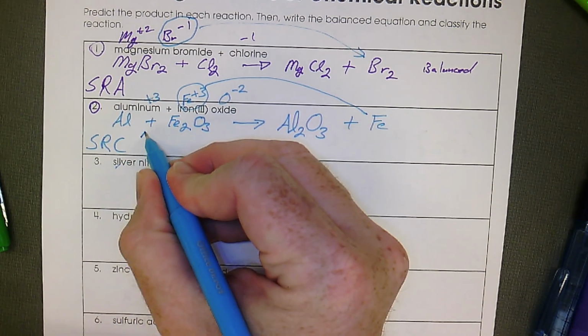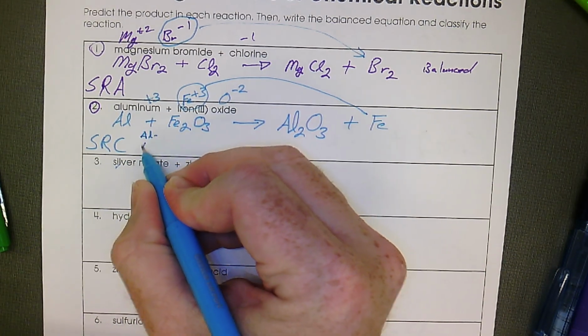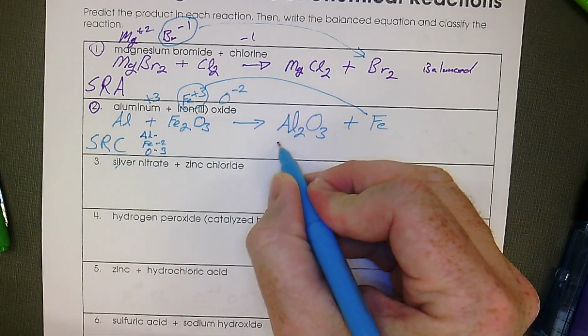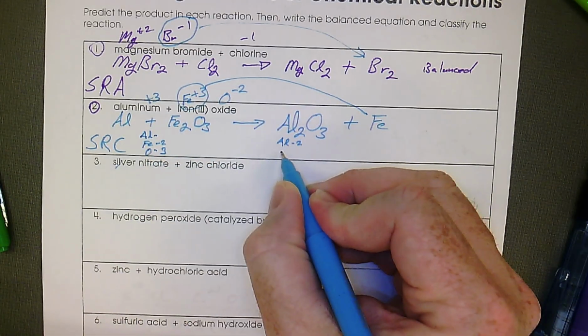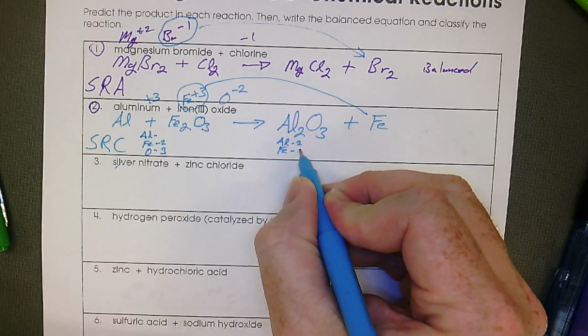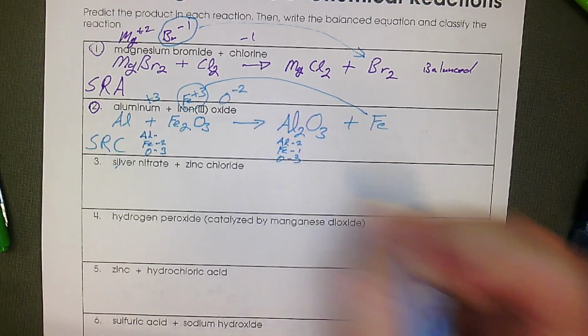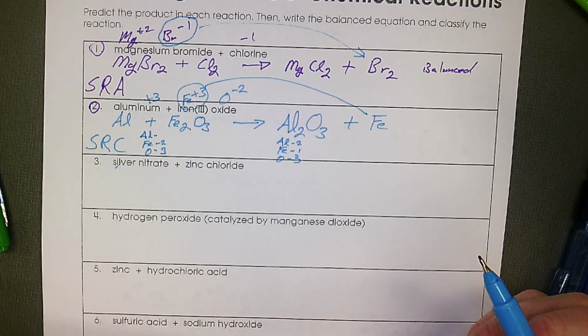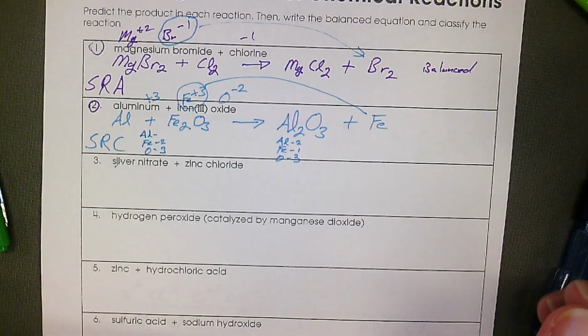Aluminum's over here. I got 1. Iron, I got 2. Oxygen, I got 3. Here, aluminum's, I have 2. Iron, I have 1. And oxygen, I have 3. So what's not balanced? Aluminum and the iron. Okay, but the oxygen's good, isn't it?